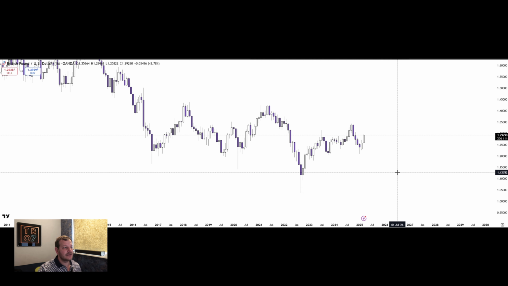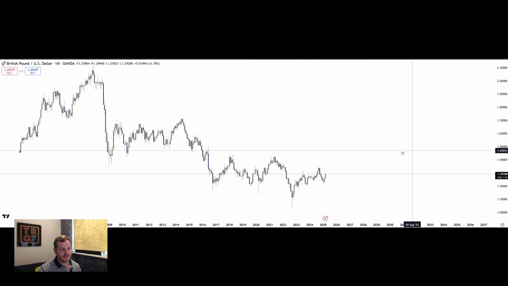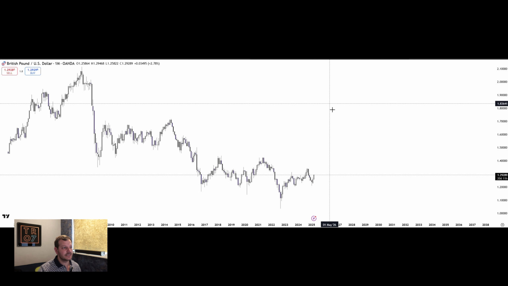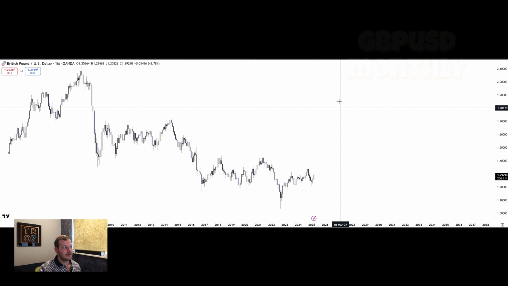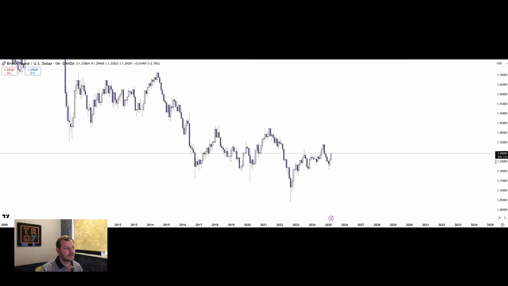Let's have a look, zoom out a little bit. As you can see, overall, we are going downwards. I do think eventually over the coming years, we're going to be getting up to these prices because of the massive imbalance that's been left over here. But we don't need to worry about that for now.